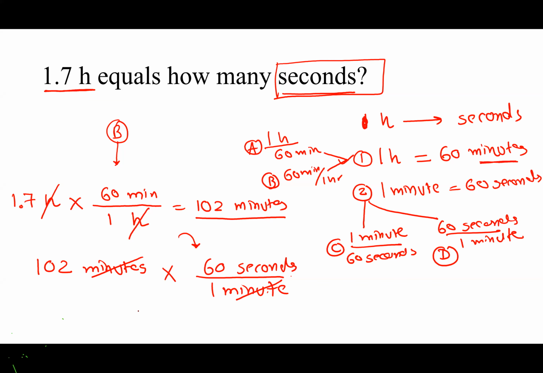Let's just do the math. If I just simplify this, it says 102 times 60 seconds is equal to how many seconds? 6,120 seconds. And that was your answer too.